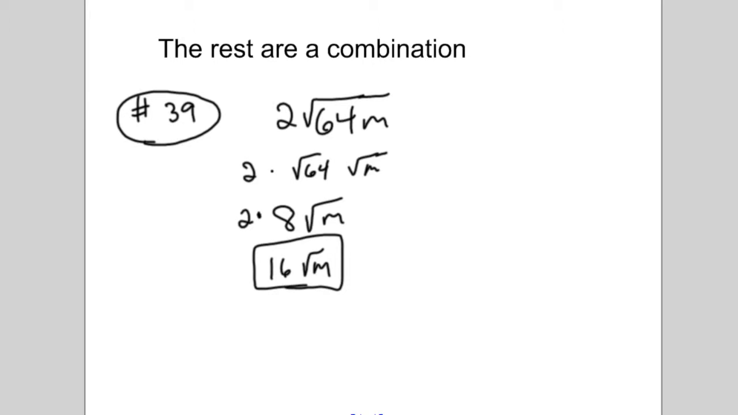Okay. Maybe I'll try one more of those combinations. How about question number... I'll go ahead and do 38. I want to leave you some to try on your own, but I'll do 38 for you. 6 square root 32a to the third power.